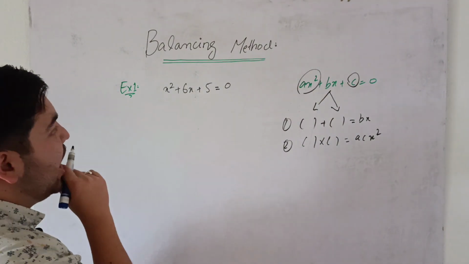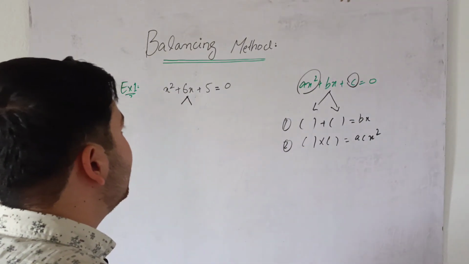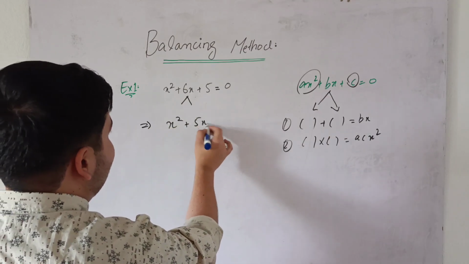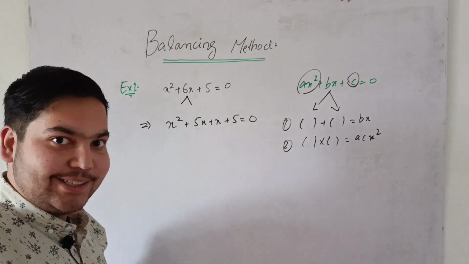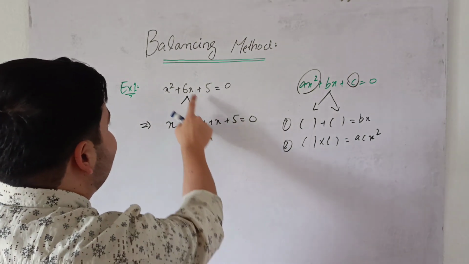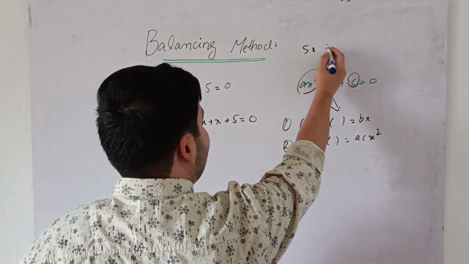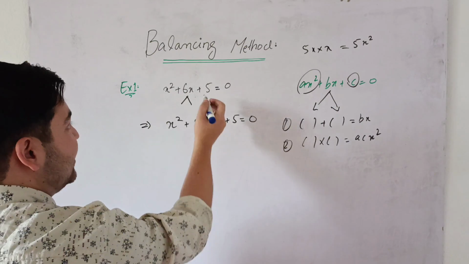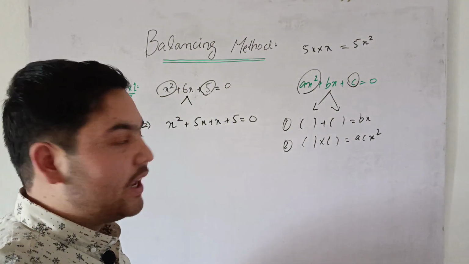So we will move on to our example, x square plus 6x plus 5 is equal to 0. How will we solve this? First we have to split this term. If I split it like 5x plus x plus 5 is equal to 0, am I correct? Yes, I am correct. Why? If we add them again we get 6x. If we multiply 5x by x we get 5x square, which is the product of these two terms.